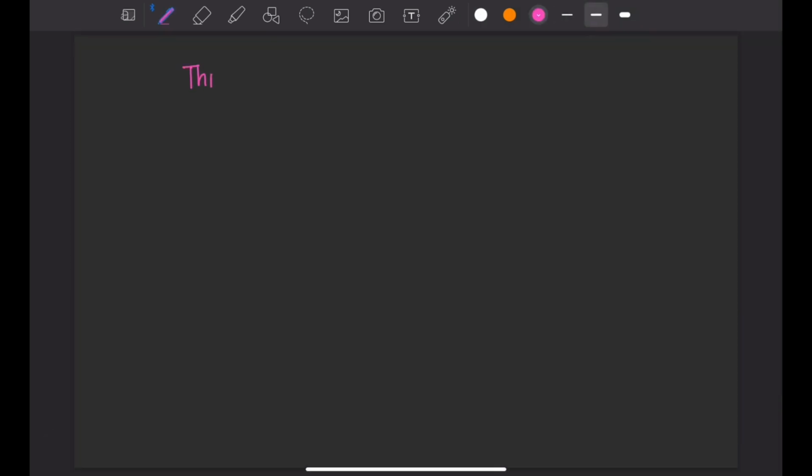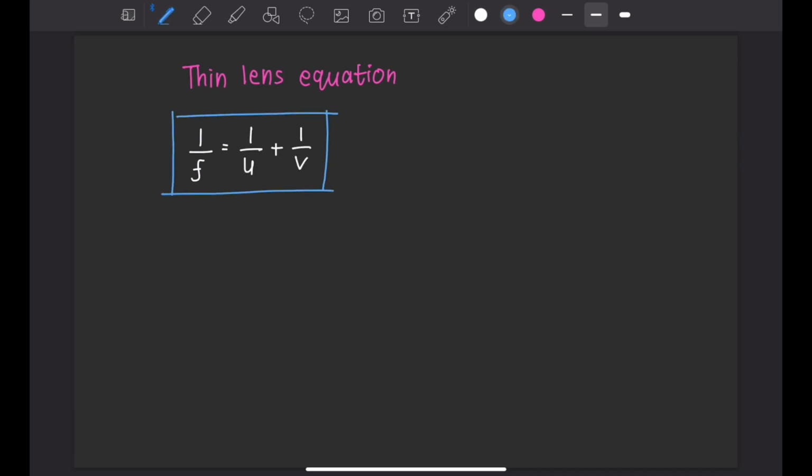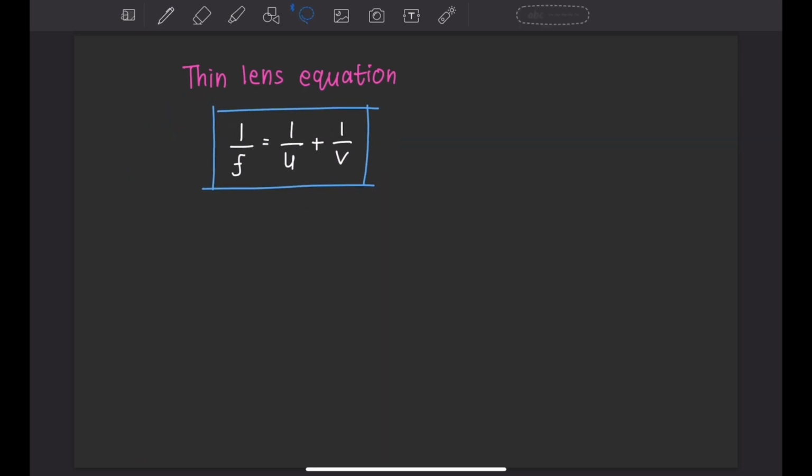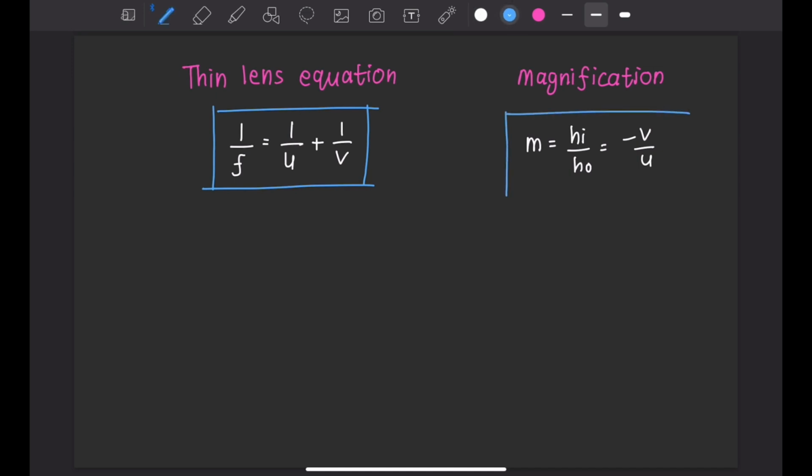So let's do some maths. Okay, we're introducing you the thin lens equation. So this one is just the same like spherical mirror equations. 1 over f is equal to 1 over u plus 1 over v, where f is the focal length, u is object distance, v is image distance. So for magnification equation, m is equal to h image over height object is equal to negative image distance over object distance. This one also we have learned in mirror.